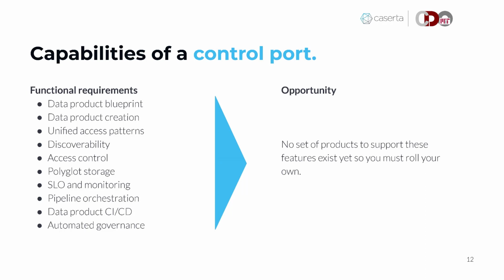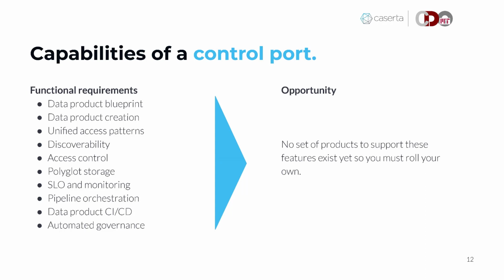automate the access control layer of the data, be able to, based on the data, know where to put it, right? Should it be persistent? Should it be immutable? Should it be NoSQL? Should it be relational? All of that should be configurable in the control port.